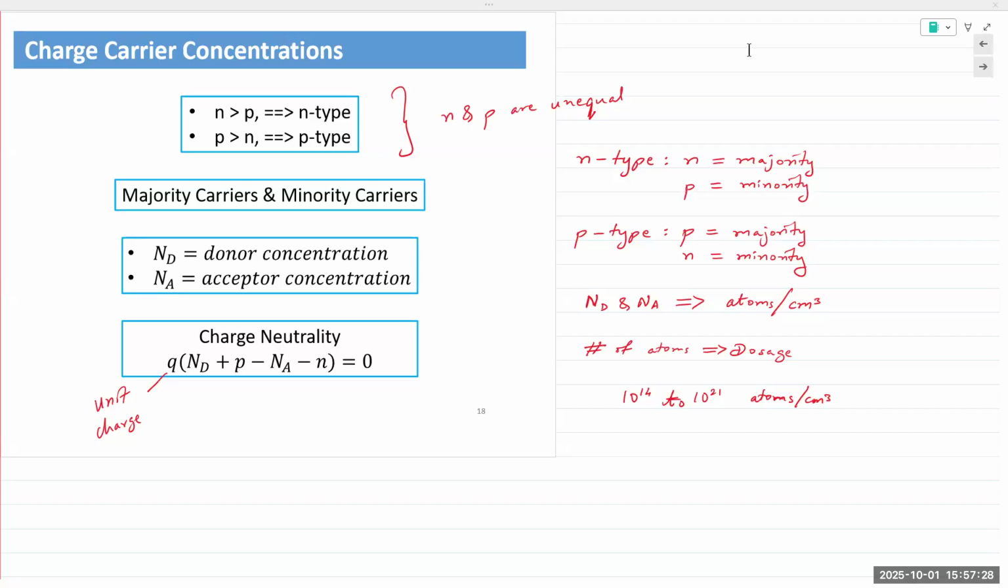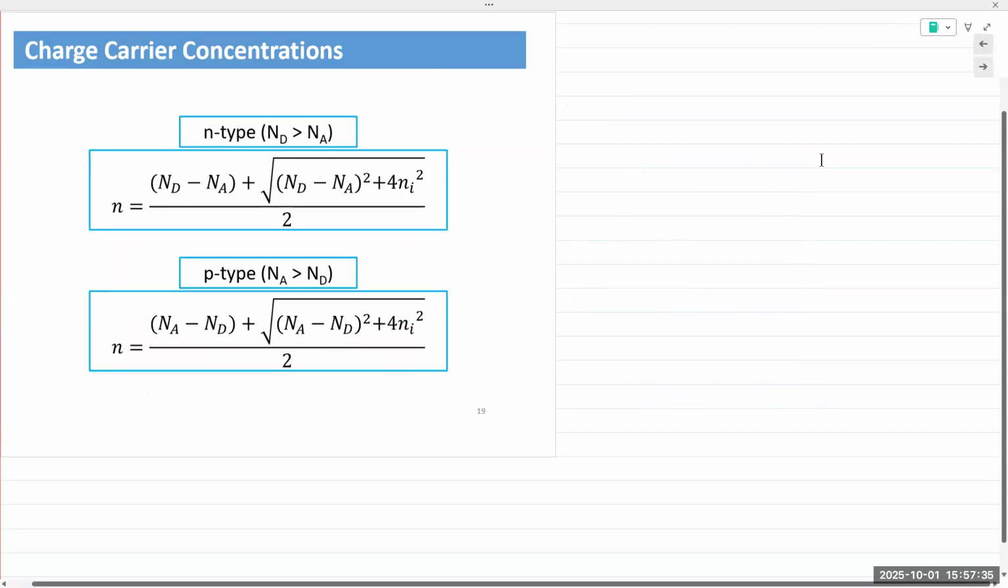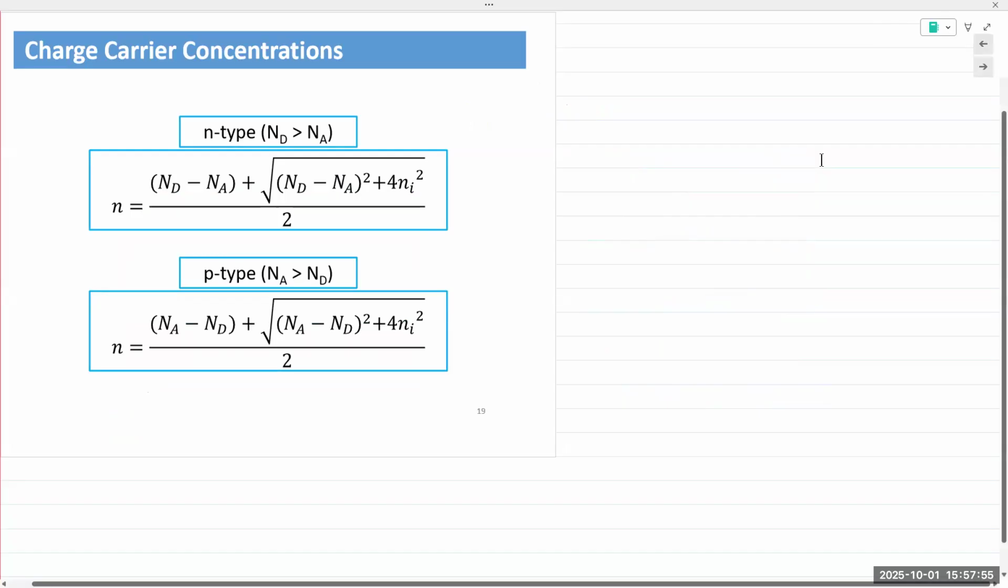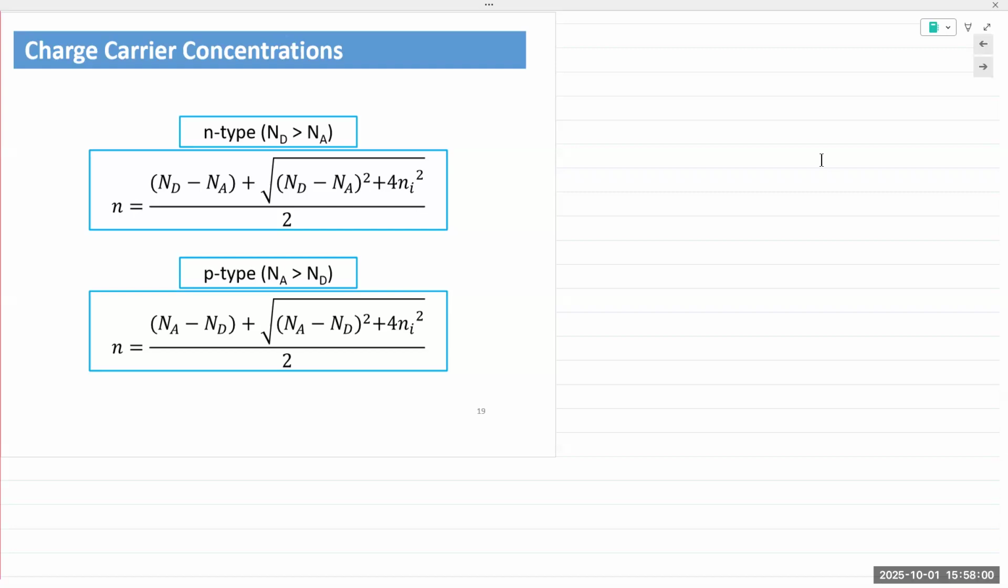We have equations for charge carrier concentrations for an N-type material. Donor atoms will be in far larger quantities than acceptor atoms. ND is always greater than NA, and so it's ND minus NA. For a P-type material, NA is greater than ND, so it's NA minus ND.